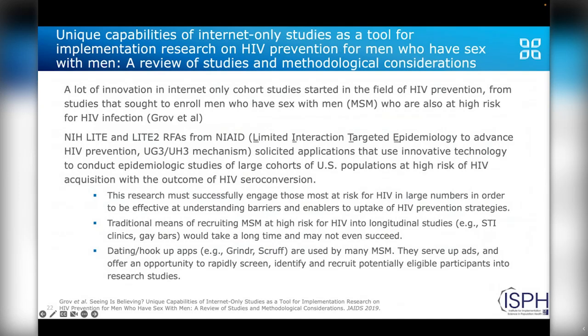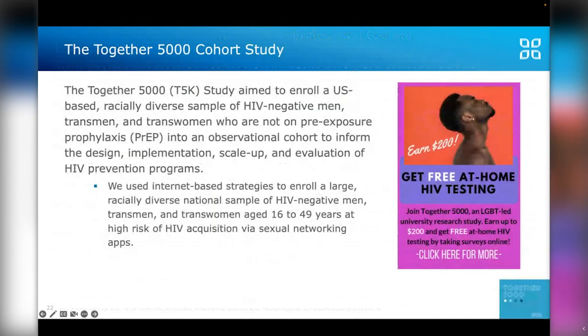And this study helped to shed light on an important challenge around access to HIV pre-exposure prophylaxis, or PrEP. In the PrEP era, our questions were, what are the barriers and enablers to PrEP uptake in those at very high risk for HIV acquisition? I'll tell you briefly about the first large study by our team under the LIGHT initiative, led by Christian Grove, which was the Together 5000 study.